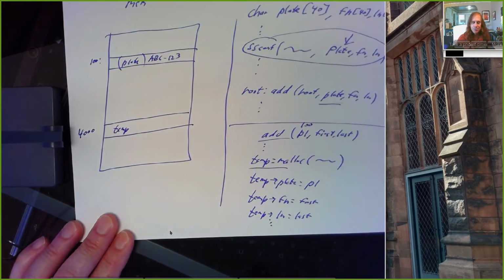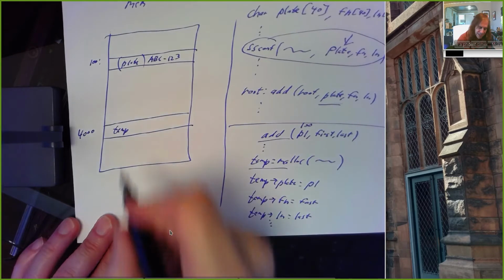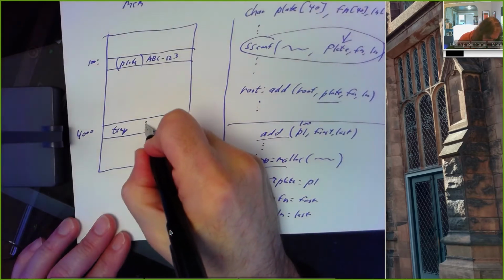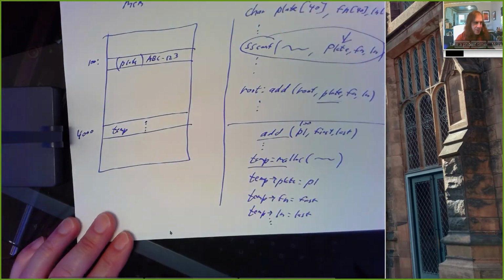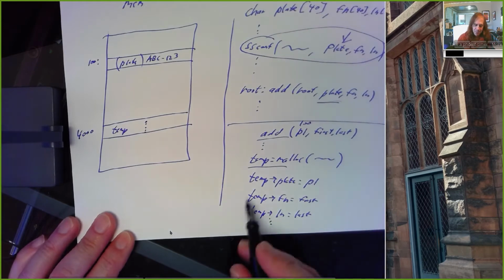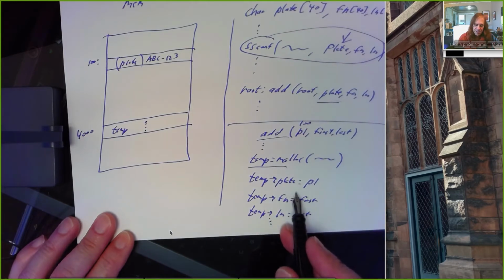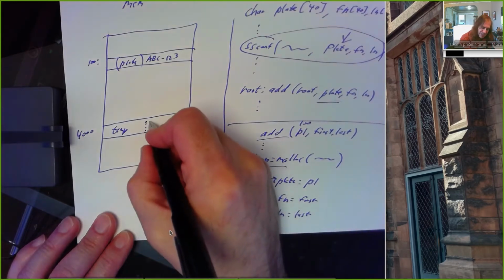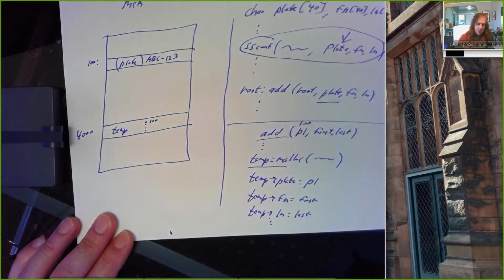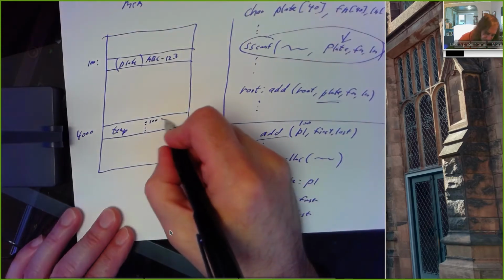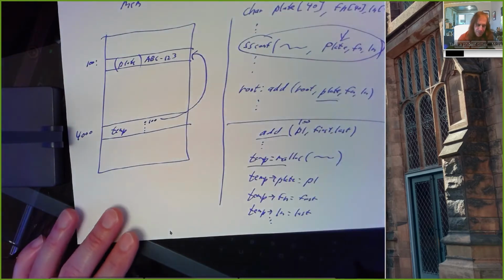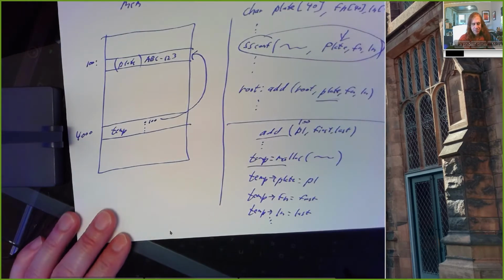And temp is what? It's a struct node, so it has a bunch of pointers: plate, first name, last name, left, right. When I say temp plate equals PL, what does it do? It sets this plate pointer to 100. In other words, this is pointing right here. And if I print out some debugs and stuff like that, everything looks fine.